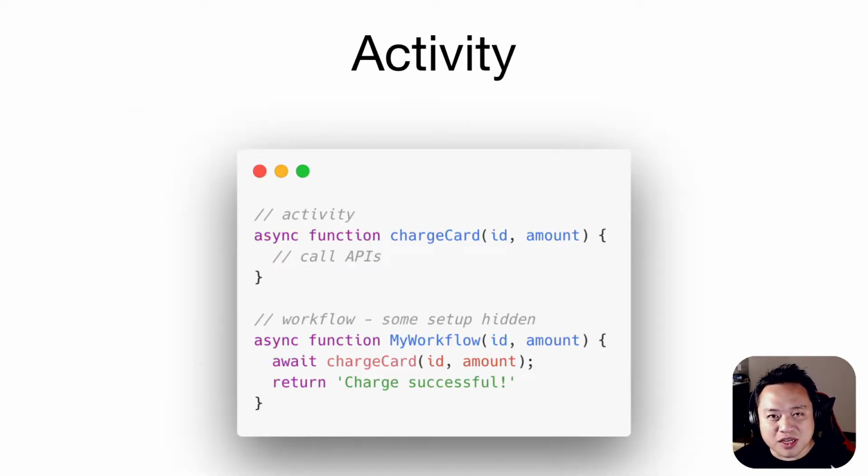Then we go to activities, which are executed in the regular Node.js environment and can have access to all the things that you normally do in Node.js. So here I'm going to charge a credit card. Here I'm going to call an API. That's an activity. An activity is also a function, and an activity can be called inside of a workflow. There's some setup here that I'm omitting, but just understand that workflows can coordinate multiple activities, and you just call them like you would call a function, and that would call the outside world.